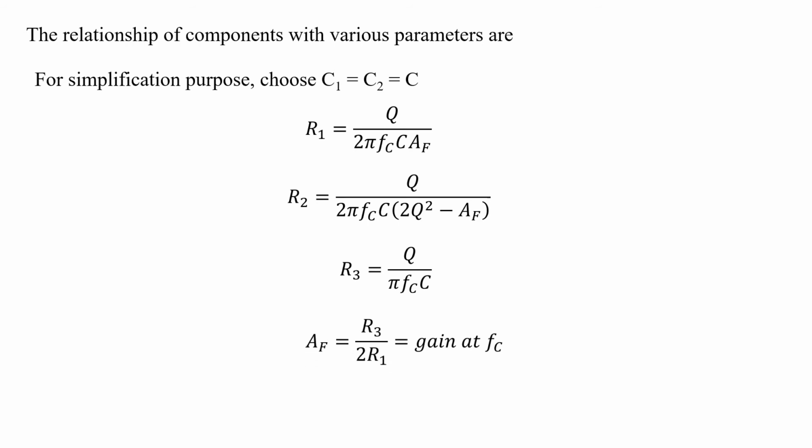The gain of the narrow band pass filter is equal to R3 divided by 2 times R1, which is the gain at the center frequency Fc. The important condition here is that the gain Af must satisfy the equation Af should be less than 2 times Q squared. Only when the gain satisfies this condition can this circuit be employed to obtain a narrow bandwidth for a particular filter.